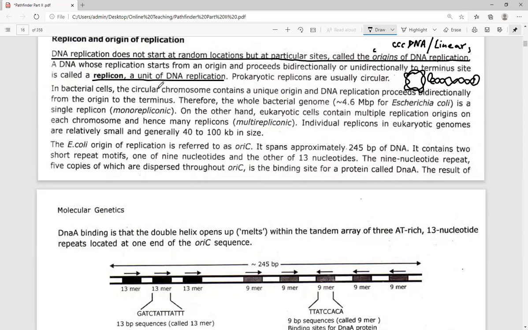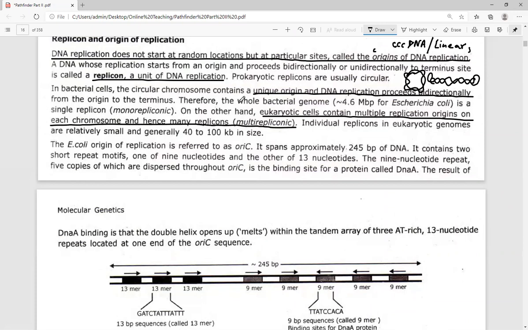In bacterial cells, the circular chromosomes contain a unique origin, and DNA replication proceeds bidirectionally from the origin to the terminus. In bacteria, there is a single origin of replication, referred to as a unique origin of replication, and from this origin DNA replication proceeds bidirectionally. Whereas eukaryotes have many origins of replication, and these are said to be multi-repliconic in nature.